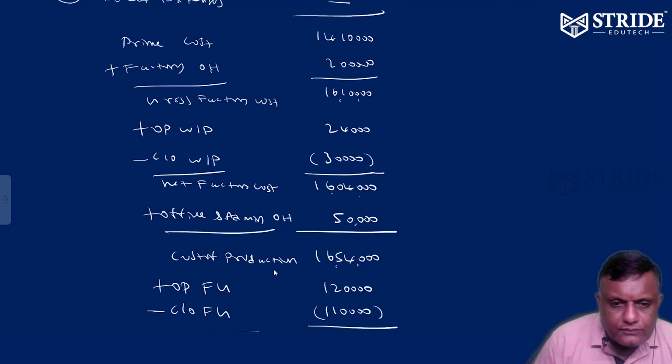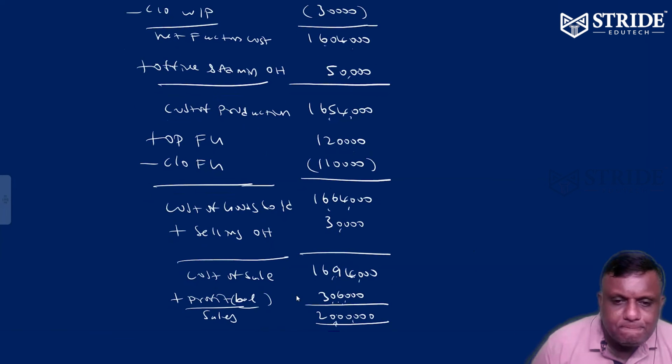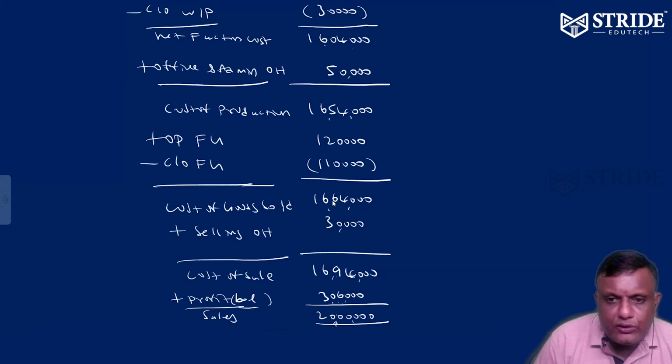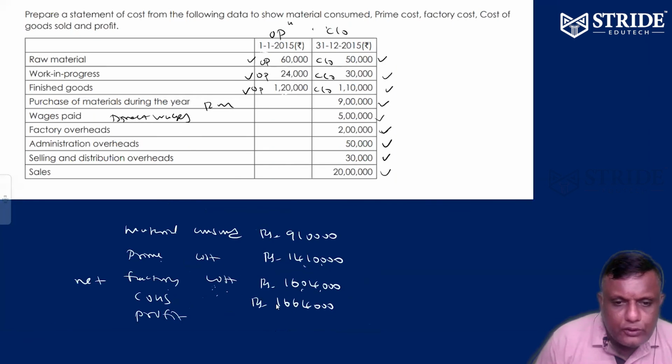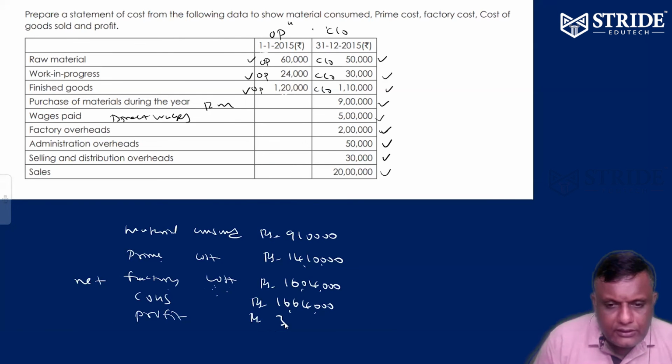So cost of goods sold is 16,64,000, I think. Right. Last one, profit: 3,06,000.